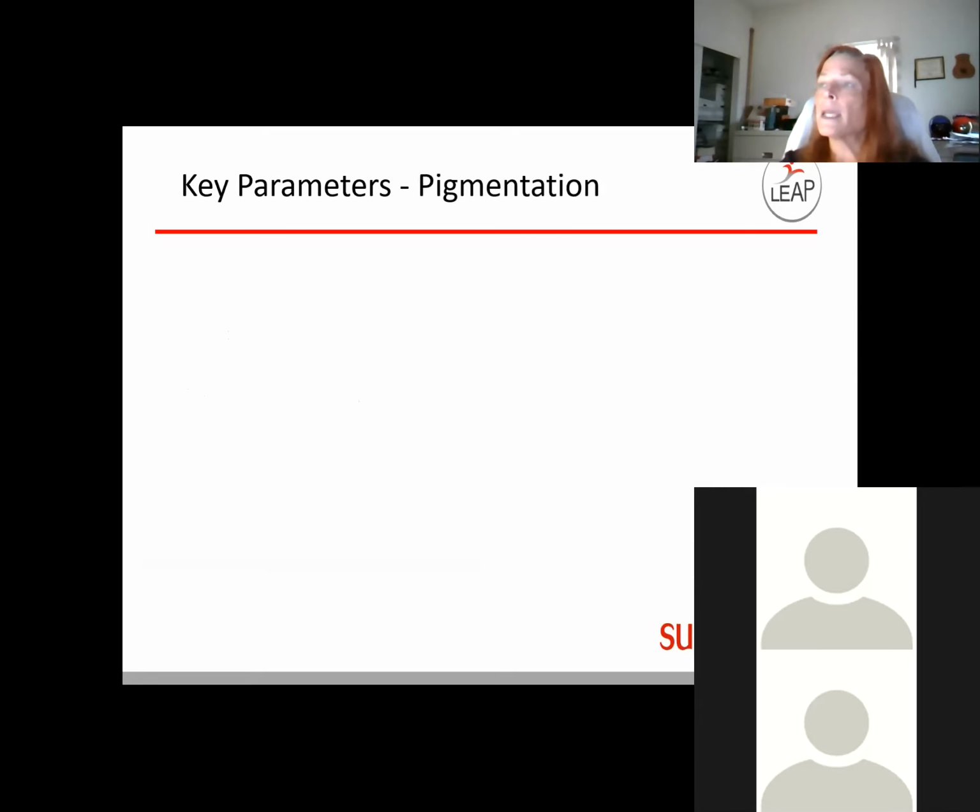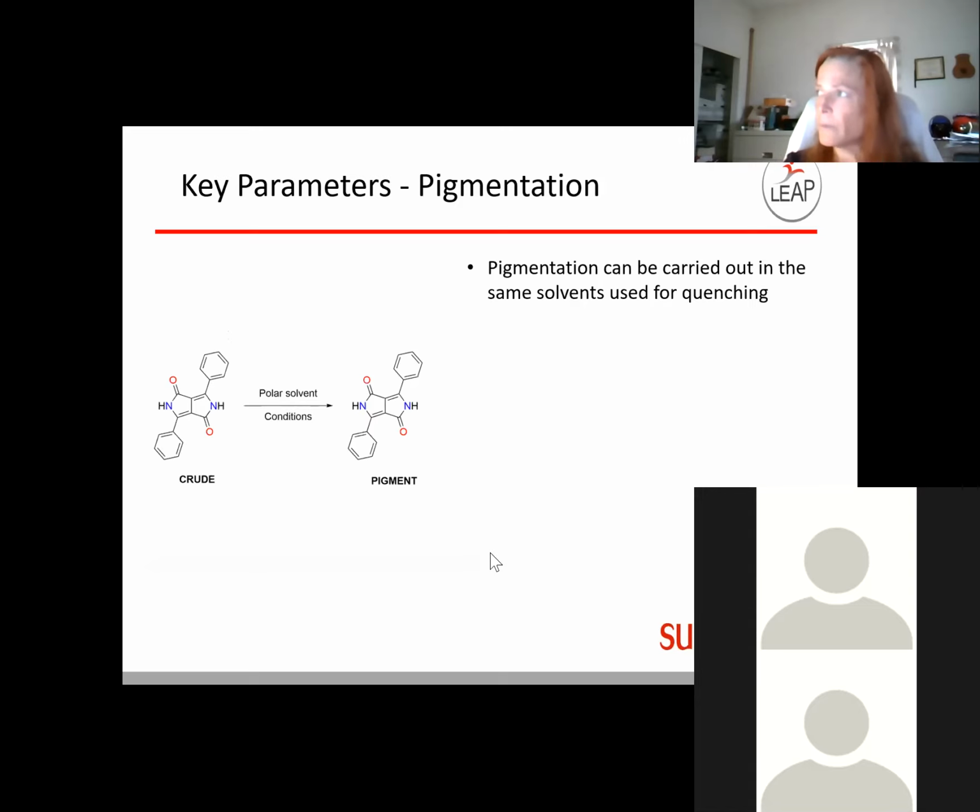The second key parameter, as I mentioned, is the pigmentation step. Typically, we try to keep the pigmentation step carried out in the same solvents that are used for quenching, to keep the cycle time to a minimum, as well as keeping the cost down by not having to switch out to a different solvent.